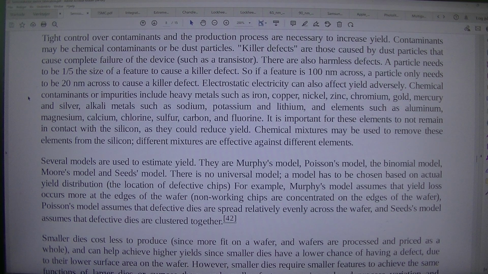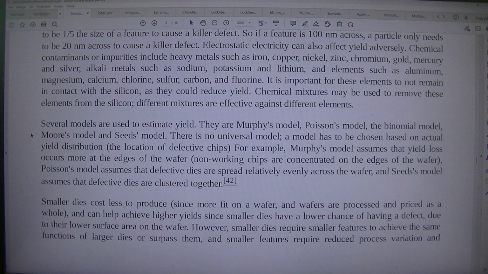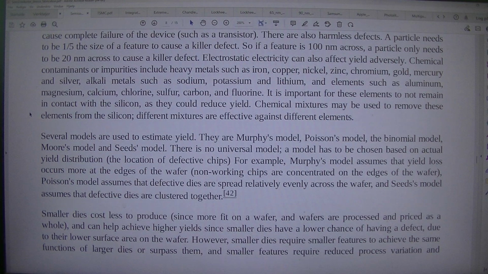Chemical contaminants or impurities include heavy metals such as iron, copper, nickel, zinc, chromium, gold, mercury and silver, alkali metals such as sodium, potassium and lithium, and elements such as aluminum, magnesium, calcium, chlorine, sulfur, carbon, and fluorine. It is important for these elements to not remain in contact with the silicon, as they could reduce yield. Chemical mixtures may be used to remove these elements from the silicon. Different mixtures are effective against different elements.